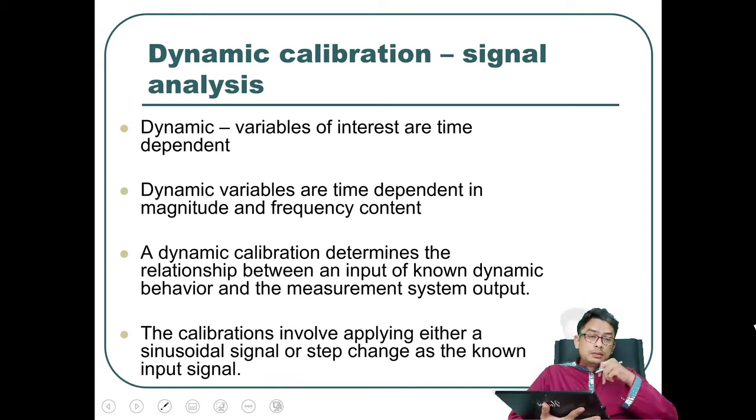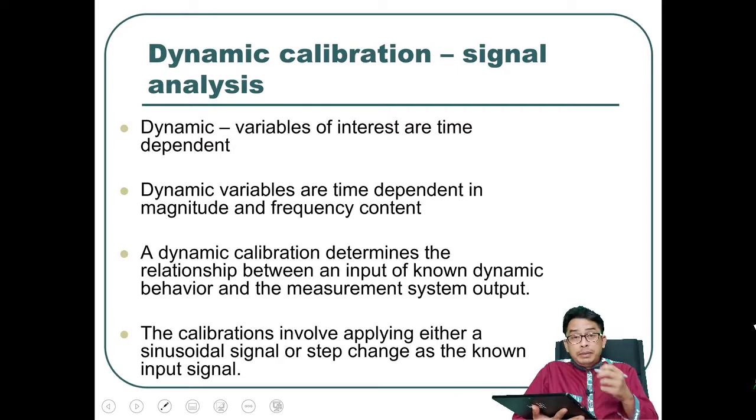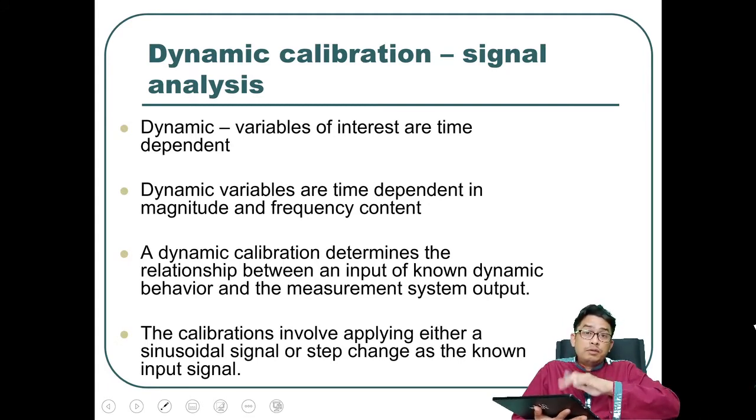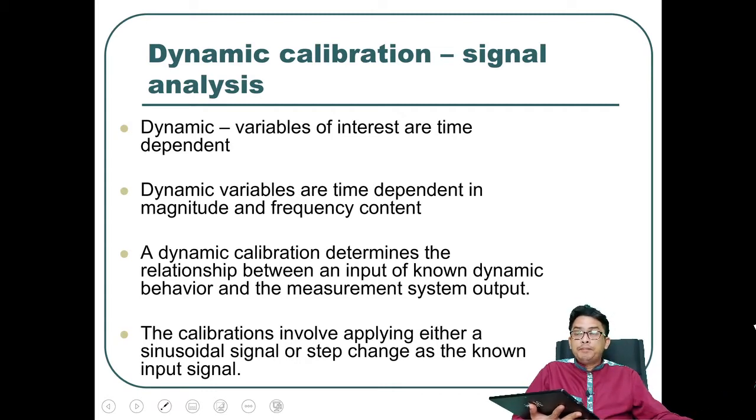For example, in vibrations, the easiest example of dynamic calibration is the calibration of vibrating equipment, the sensors for vibrating equipment. For example, accelerometer, LVDT, and all these sensors are used to measure dynamic signals. Dynamic variables are time dependent, and most important is the frequency content of the dynamic variables. It's not only the magnitude, the frequency content of the dynamic signal is also important during the calibration.